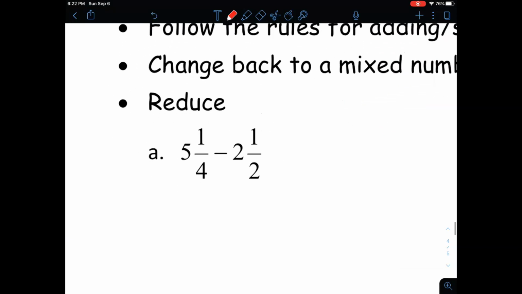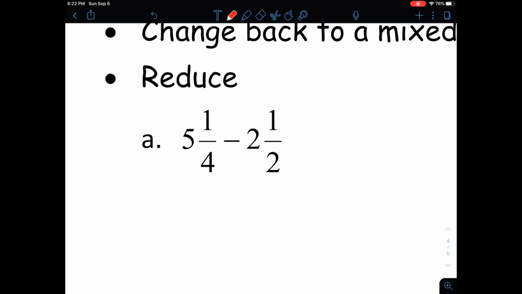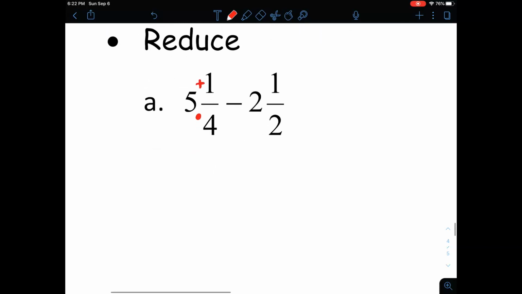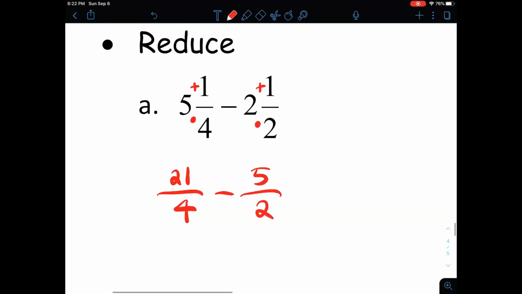So let's go ahead and do A here. So we have 5 1/4 minus 2 1/2. Well, we're going to convert them to improper fractions first. We have 5 times 4 plus 1. What's 5 times 4? That is 20. And what is 20 plus 1 going to be? That's going to be 21 over 4. Minus, and then we have 2 times 2 plus 1. What's 2 times 2? That is 4. And what's 4 plus 1? That's 5 over 2.